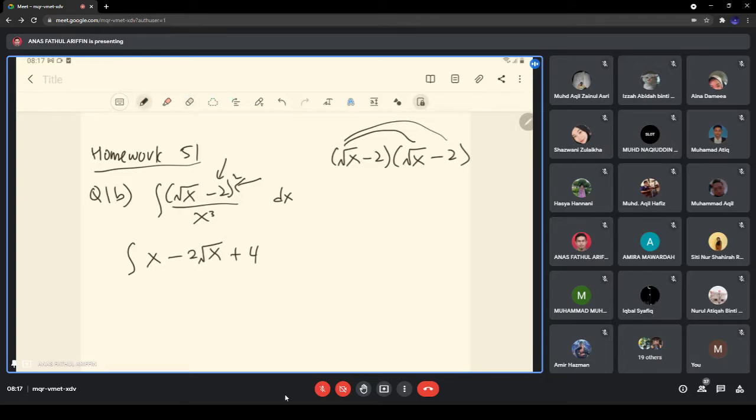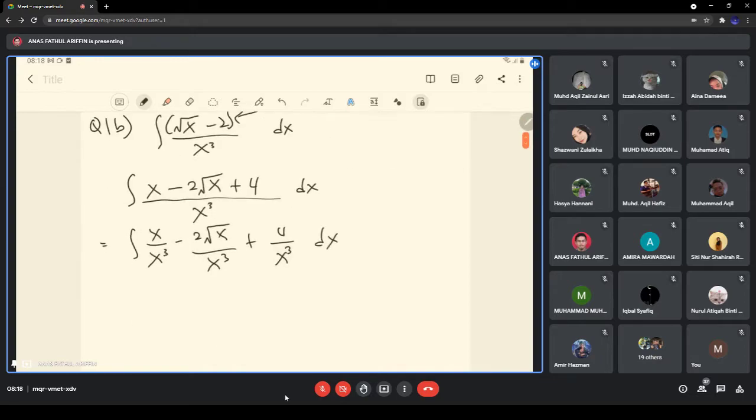And then divided by x power of 3 dx. Okay, x power of 3 dx. So this one we can split. So we have integrate x over x cube minus 2 root x over x cube, and then plus 4 over x power of 3, and then dx. Okay, and then you have two options. First you can integrate from here, or you simplify first. You simplify, so we have 1 over x.